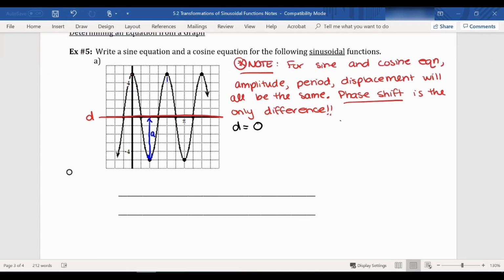Okay, or we can view it from the positive chunk here. That would also be our amplitude. So our amplitude here is 5.